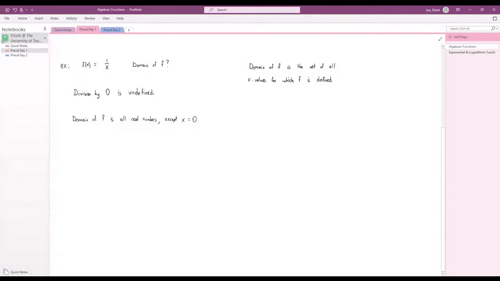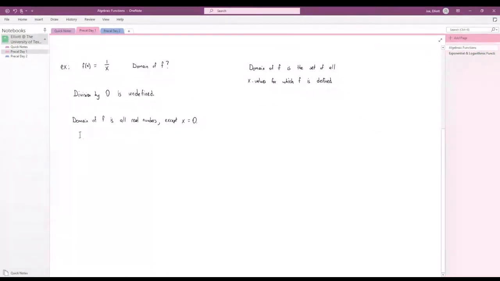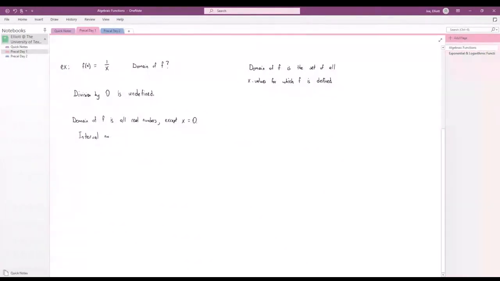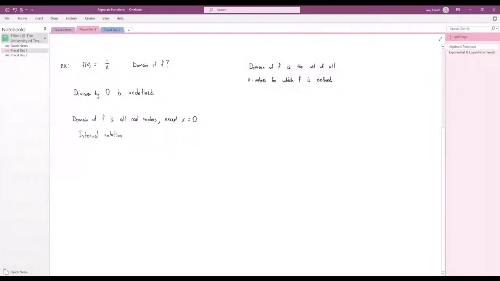Okay. And x equals 0, we have to exclude it because you would be dividing by 0 when x is 0. Okay. Now, some people have also answered the question using interval notation.